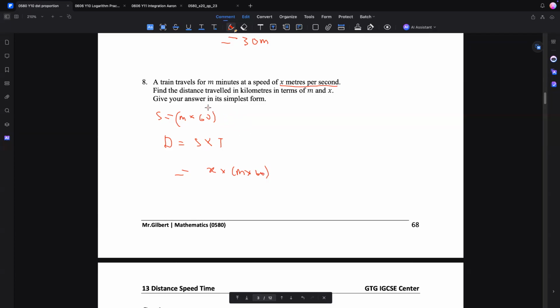But then it said he traveled here, you want it to be in kilometers. So you must divide by how much? 1,000, yes. Okay. So this is going to be your final answer. You can just open the bracket, which will give you 60xm over 1,000.